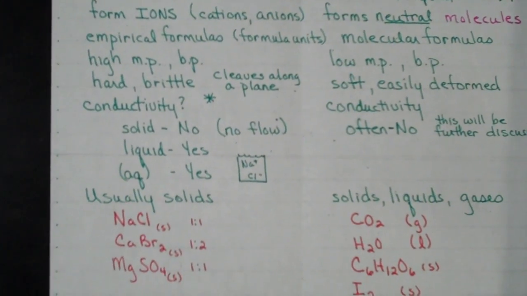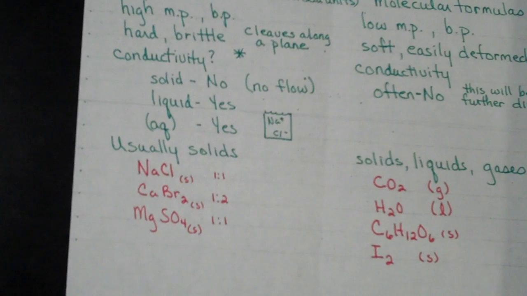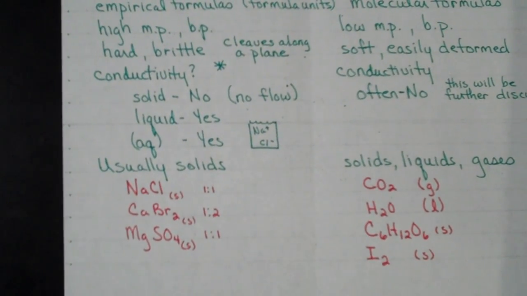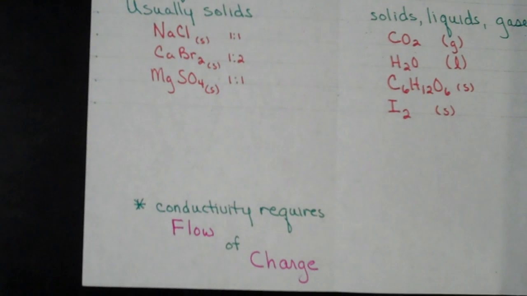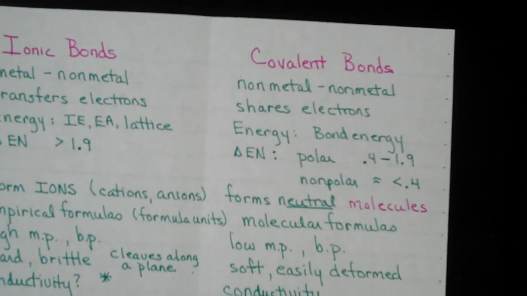If you look at good examples of this, you see sodium chloride in its 1:1 ratio of sodium to chlorine, calcium bromide in a 1:2 ratio, and magnesium sulfate. These tend to exist in ratios of small whole numbers. And remember our definition, or the way we think about conductivity: there must be flow of charge. Now compare this to covalent bonding.